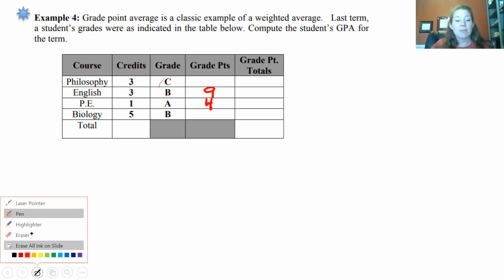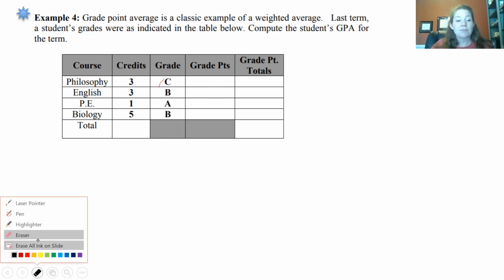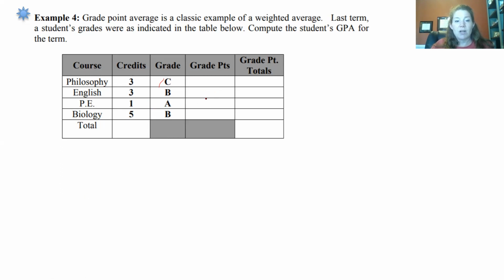Let me back up. All right, so A's receive a 4, B's receive a 3, and C's receive 2 points per credit hour. So since this philosophy class is worth 3 credit hours and you made a C, so 3 times 2 is 6 total points toward our GPA. 3 times 3 is 9. You earn 9 total points for this English class for your GPA.